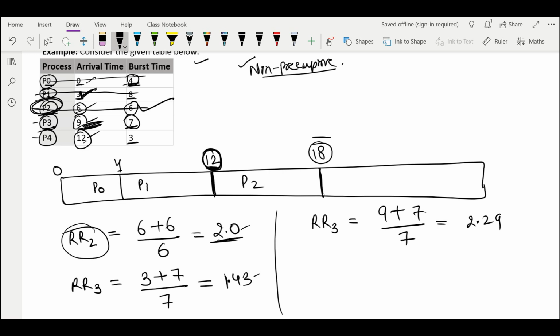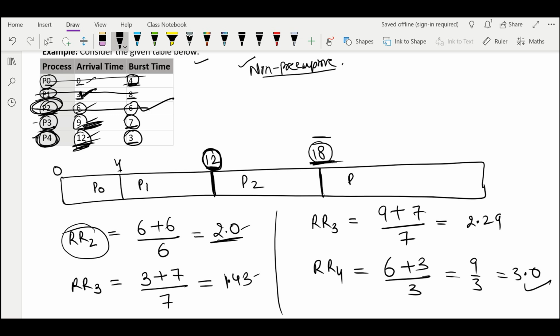that is 2.29. And the response ratio of the fourth process P4: now see, at time 18 and it arrived at 12. So how much time has it waited? From 12 to 18, that is 6. So 6 plus its burst time, 3, divided by burst time, that is 9 by 3, and it is 3.0. Which is highest? Obviously this one is highest. So we will choose P4 now. And how much time do we have to schedule? For 3 time. This is till 21. This is over. And now only one is remaining. So we will schedule it for the whole time, that is till 28.